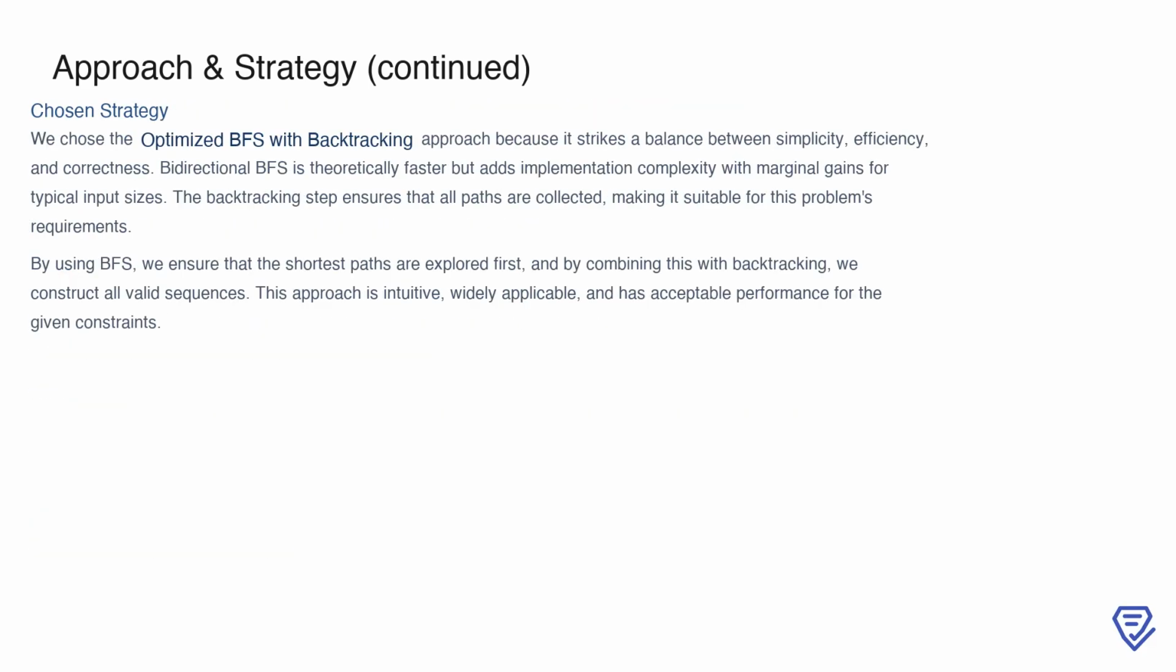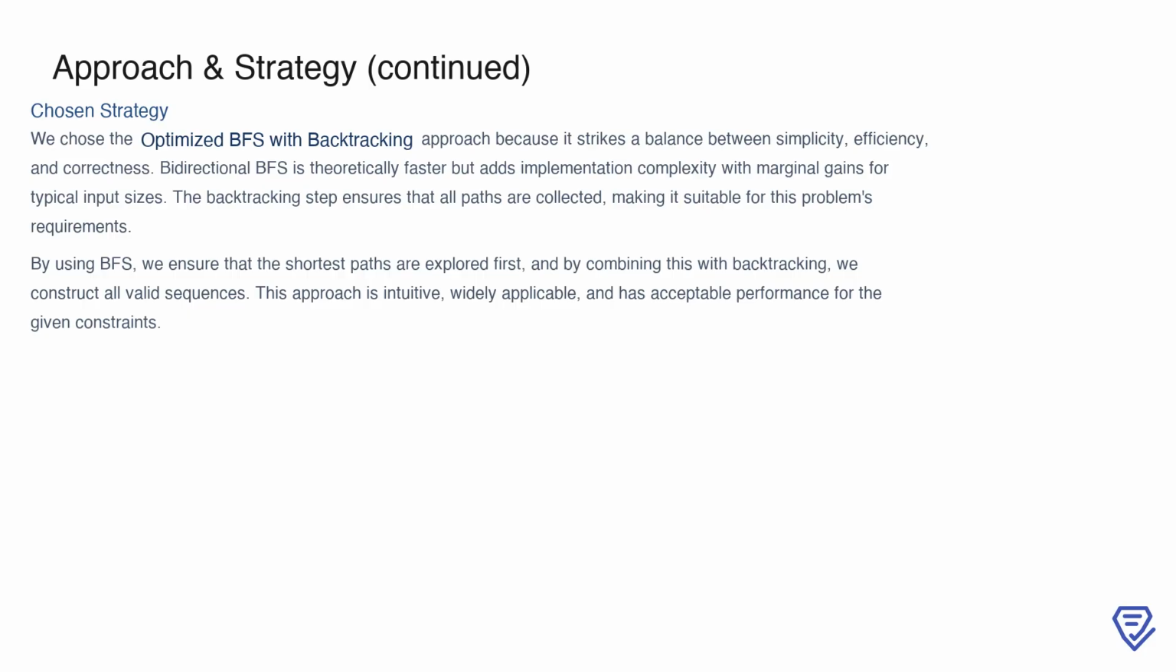After evaluating the options, we chose the optimized BFS with backtracking approach for its balance of simplicity, efficiency, and correctness. While bidirectional BFS can provide marginal speed improvements, it introduces additional complexity that may not be worth the trade-off for typical input sizes. The chosen strategy ensures that we explore the shortest paths first through BFS, and the backtracking step guarantees that all valid transformation sequences are captured. This method is intuitive and aligns well with the problem's requirements, offering acceptable performance within the given constraints. By leveraging the structure of the graph and focusing on the shortest paths, we achieve an approach that is both practical and effective.